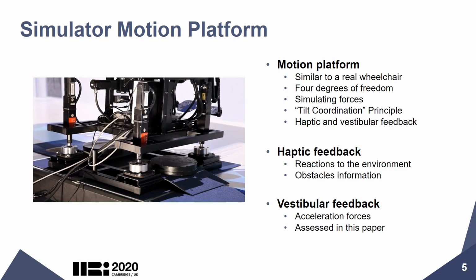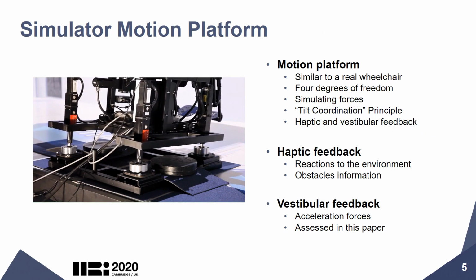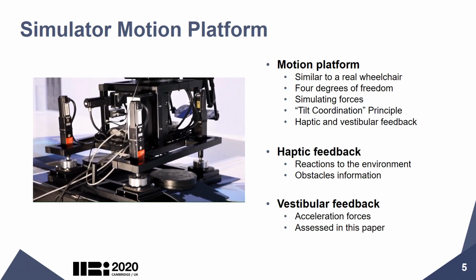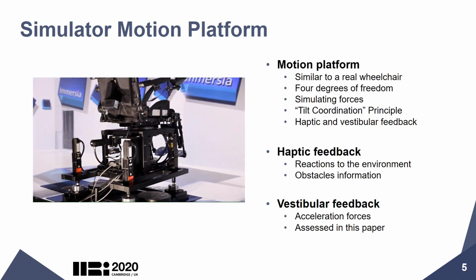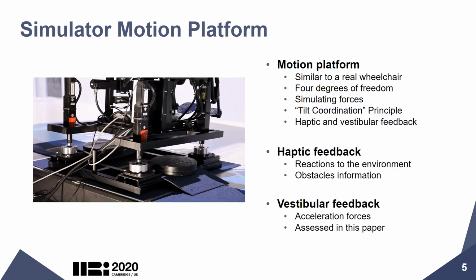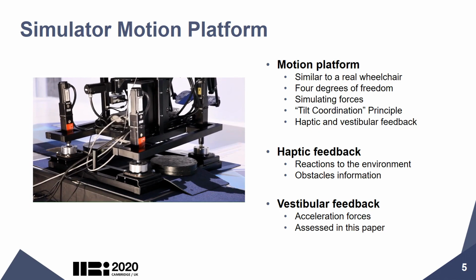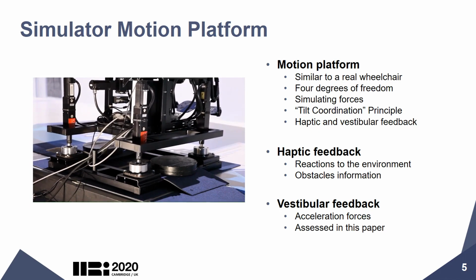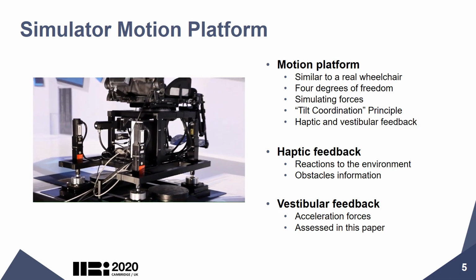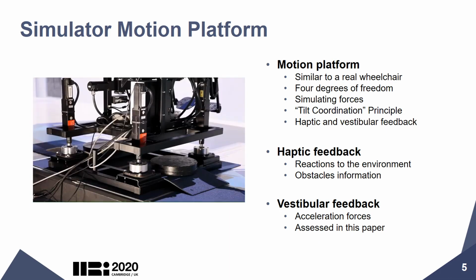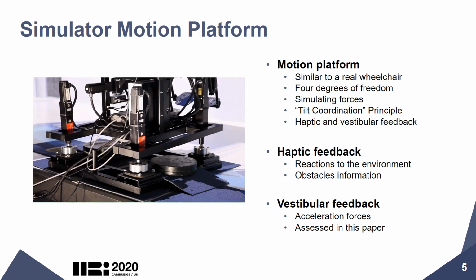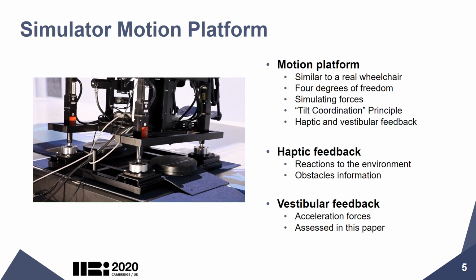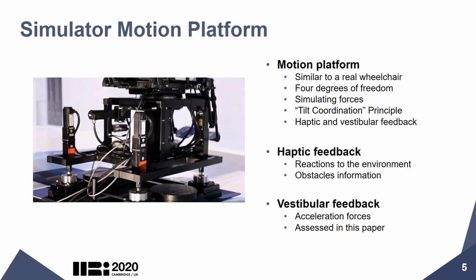In fact, the unique feature of the simulator is its motion platform, completely designed by our team. Its dimensions are similar to a real power wheelchair, but unlike a real one, it has 4 actuators and 1 turntable instead of wheels, which gives us 4 degrees of freedom. Those 4 degrees of freedom allow the platform to simulate forces using the tilt coordination principle, meaning that we bend the platform in order to simulate forces using the gravitational force. As such, the platform is able to give haptic and vestibular feedback.